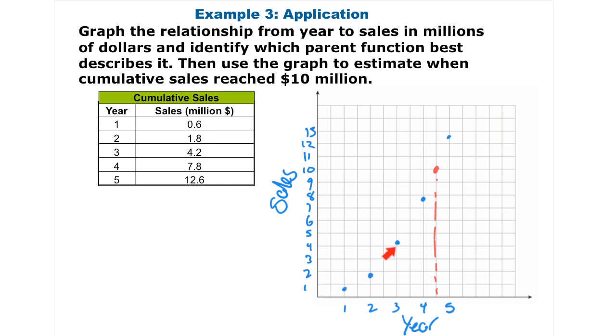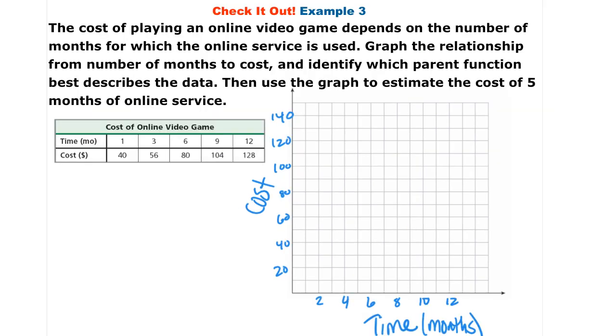Deciding what parent function would fit this best, if you were to draw a curve in there, it would fit a quadratic really nicely. You only see half of it because we're in quadrant 1, but a quadratic would fit this curve really well. Okay, in this next one, again, we have some more real life data.